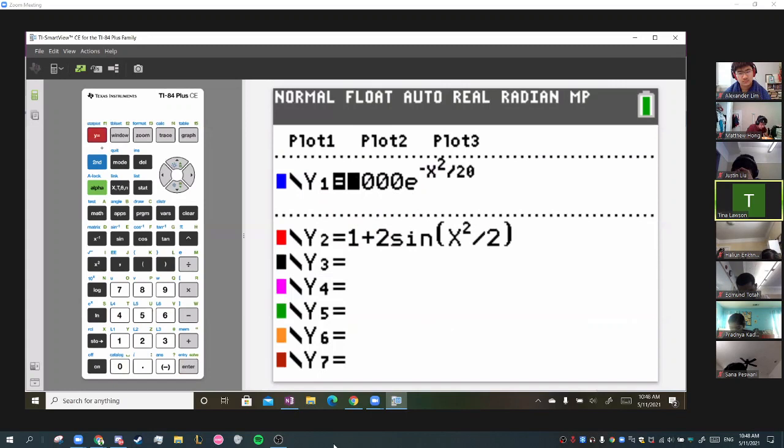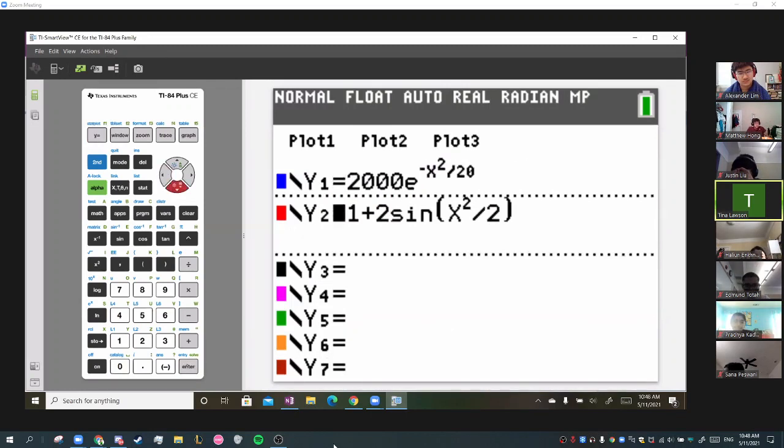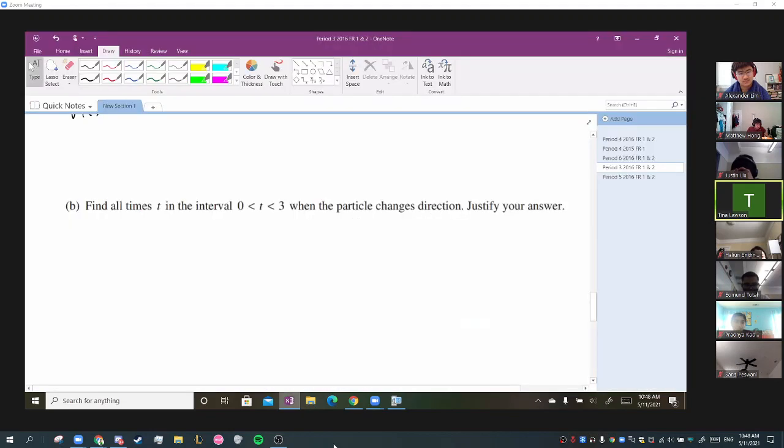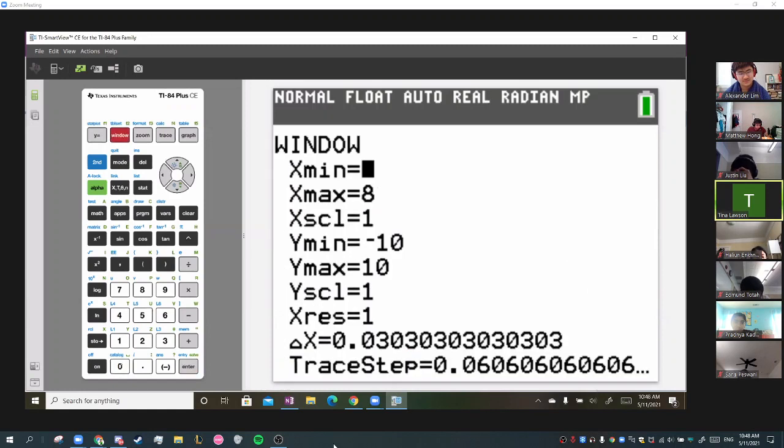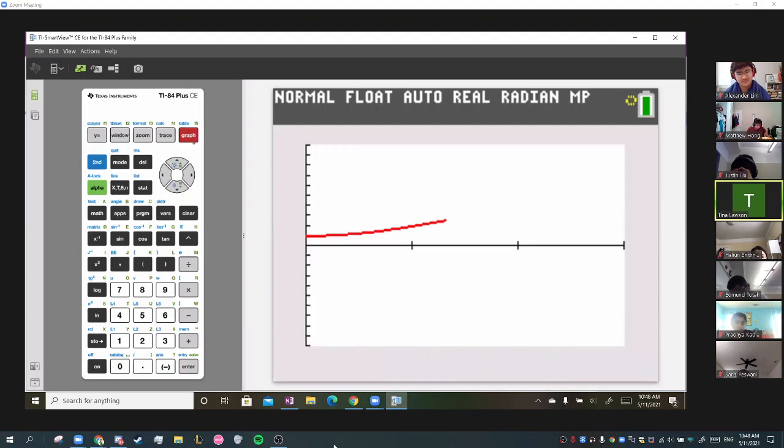So I'm going to say, calculator, show me the velocity. Did they tell us from 0 to 3? Let me not mess around too much. Let's make this go from 0 to 3. Okay, calculator, do tell. Look at that. Now watch.